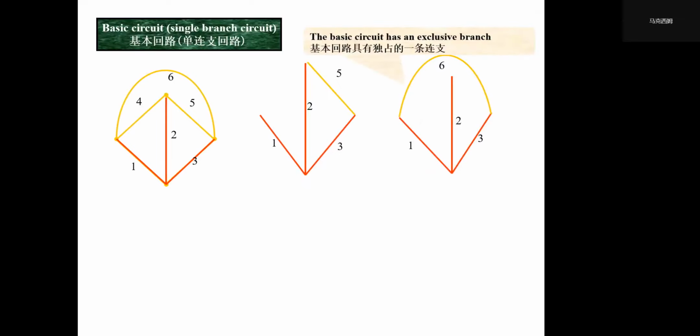We also know that a basic loop is a tree with one connected branch added, so the basic loop has an exclusive branch. Once this basic loop takes this connected branch, the other loops cannot take this branch any longer. So this is called the basic circuit, or the single-branch circuit.